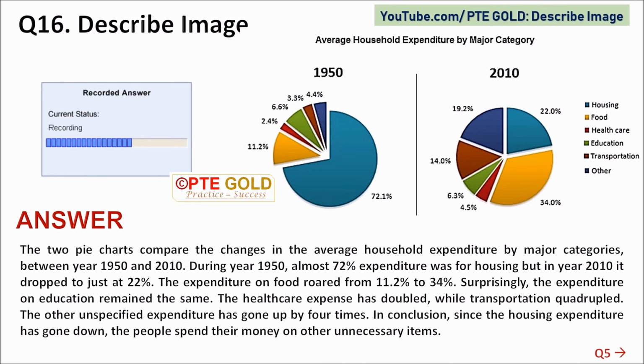Surprisingly, the expenditure on education remained the same. The healthcare expense has doubled, while transportation quadrupled. The other unspecified expenditure has gone up by 4 times. In conclusion, since the housing expenditure has gone down, the people spend their money on other unnecessary items.